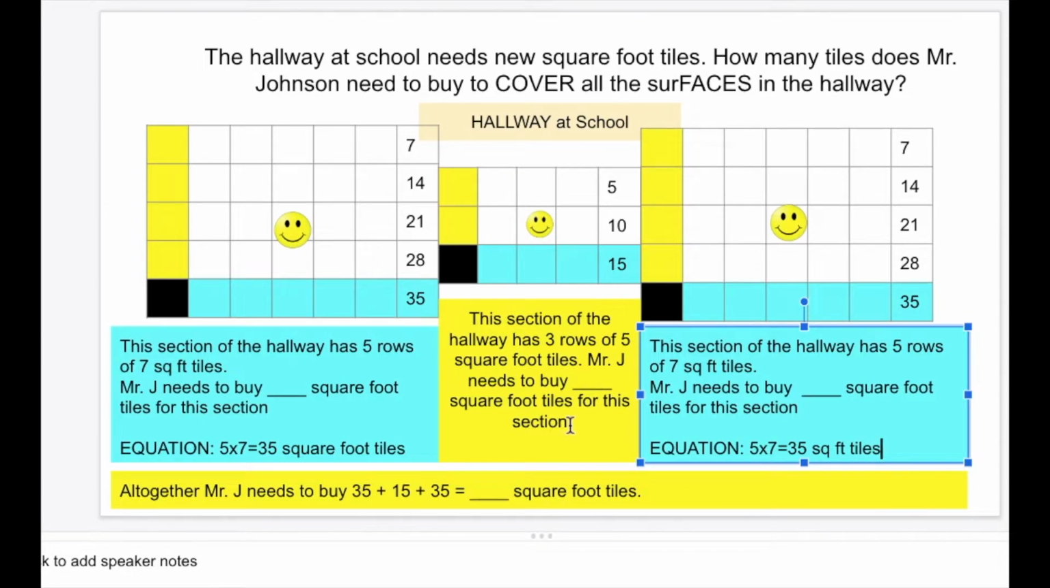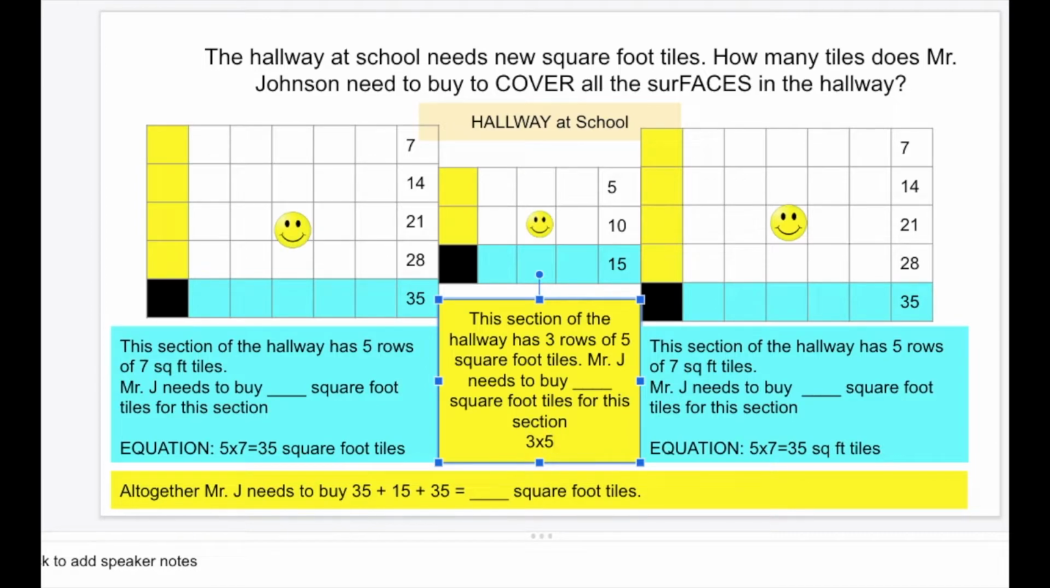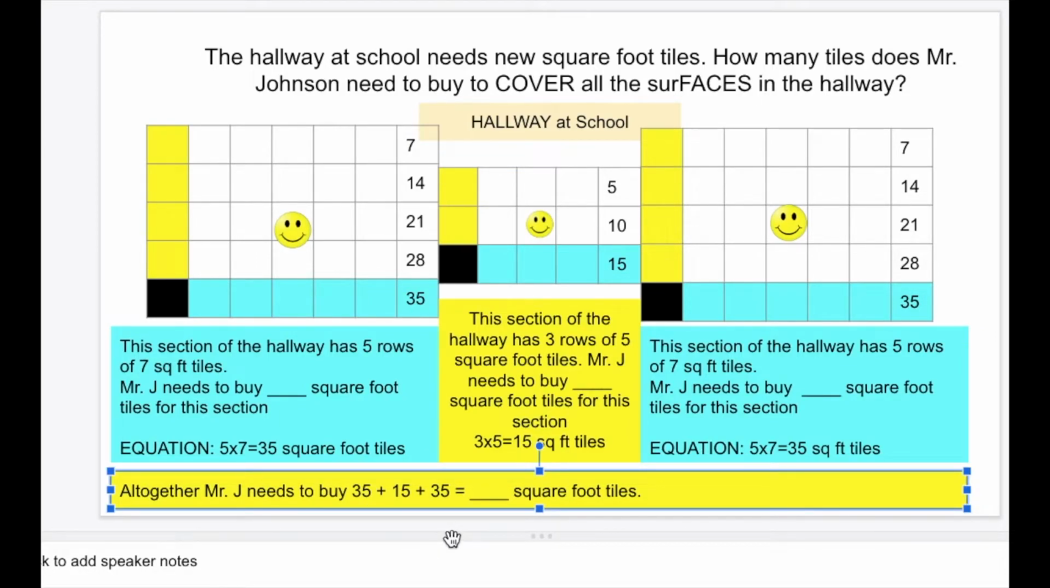And we didn't do an equation for this middle section of the hallway, but it would be 3 rows of 5 square foot tiles for a total of 15 square foot tiles. So Mr. Johnson, to cover this section of the hallway, needs to buy 35 plus the 15 for the middle section plus the 35 for the other section for a total of 70. 35 and 35 is 70, plus 10 is 80, and plus 5 is 85. So 85 square foot tiles.